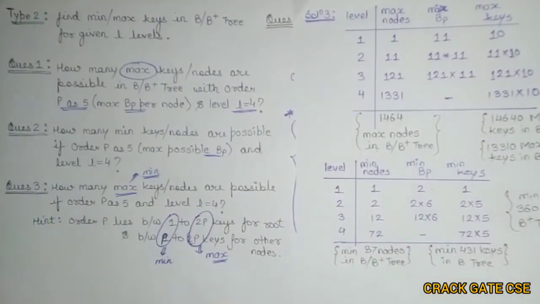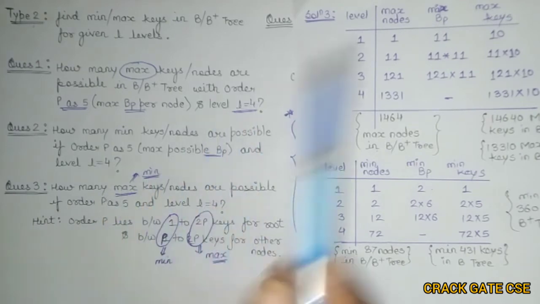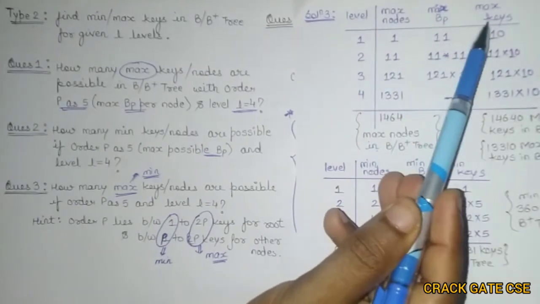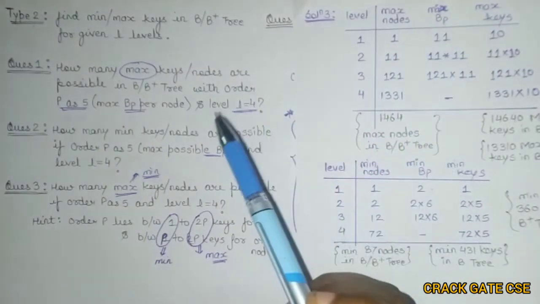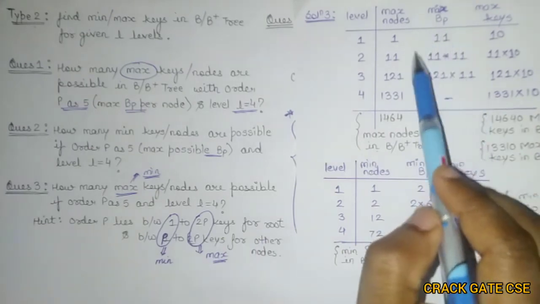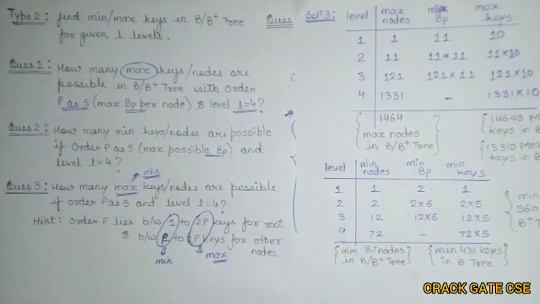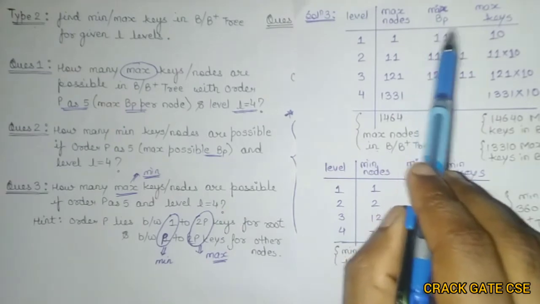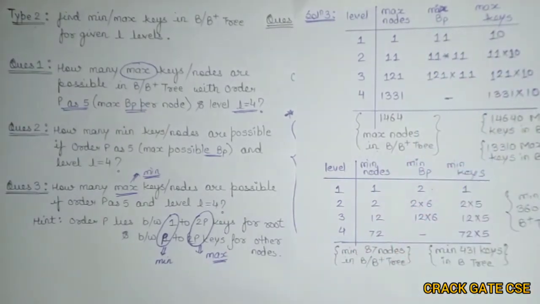So here's the solution of the third question. So first we'll be finding out the maximum keys or nodes. So for the maximum keys or nodes, I am having the table for maximum node, maximum block pointer and maximum keys. So if there are maximum 2p keys possible for root, then how many block pointers can be there? 2p plus 1, because block pointers are always 1 greater than the keys. So 2p, p is nothing but 5. So 2 into 5 is 10, 10 plus 1 is 11. That means 11 block pointers can be there. And if 11 block pointers are there, 10 keys are possible, right?